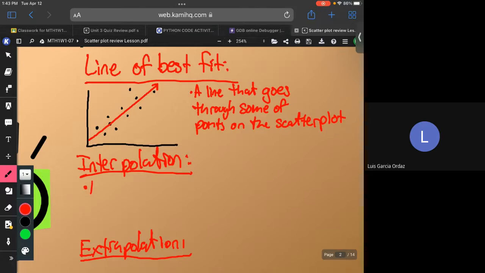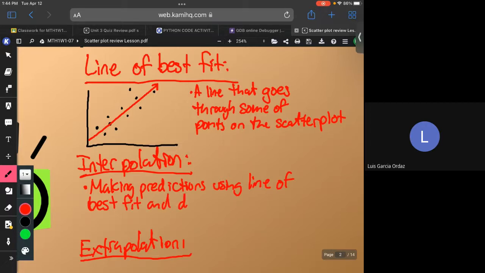This is required. Using lines of best fit and data within the scatter plot. Yes, Gian. Wait, so like interpret. Okay, so I'm not really brushed up on statistics here, but it's kind of similar to interpretation, right? Yep. So you're basically trying to make a prediction based off the data you have and using that line of best fit.